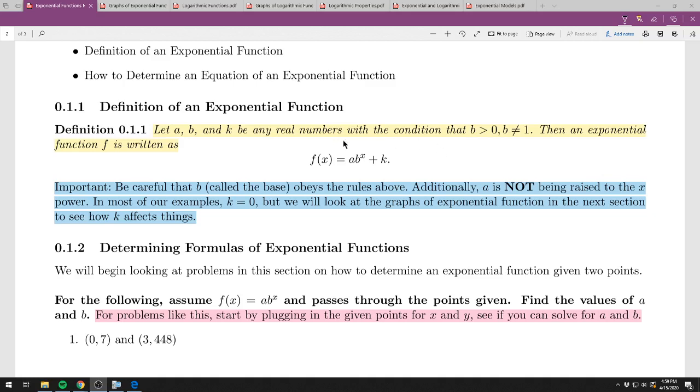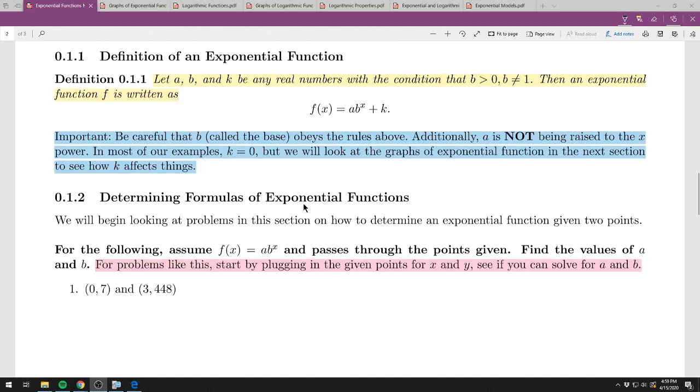Most of the examples we do will be with k equals 0. You'll be told that in some way in the problem if k equals 0. But what the k is going to do is more relevant to our graphs. It shifts the graphs up and down. All right, we'll see more of that next section.